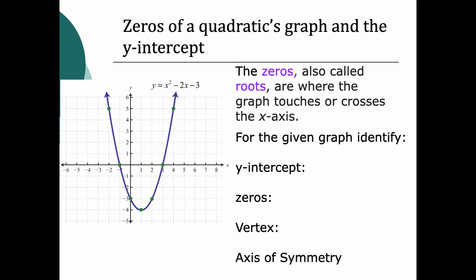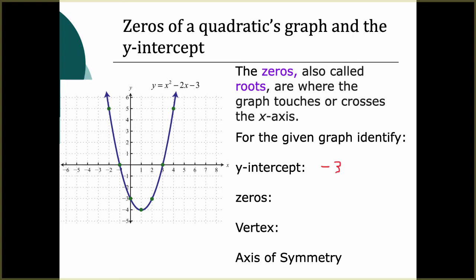So in this case, we're going to say, what is the y-intercept? And I talked about this earlier. The y-intercept is just where it crosses the y-axis. And in this instance, our y-intercept is -3, or you can write it as a point, (0, -3). The zeros are the two places where it crosses the x-axis in this case. So we have our x values, and it crosses at -1, and it crosses at 3. And these are my zeros.